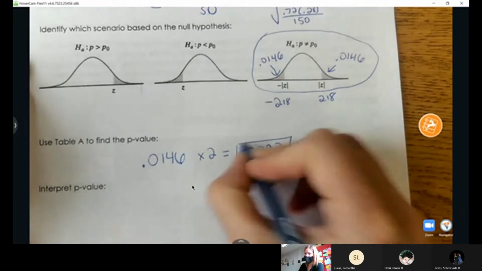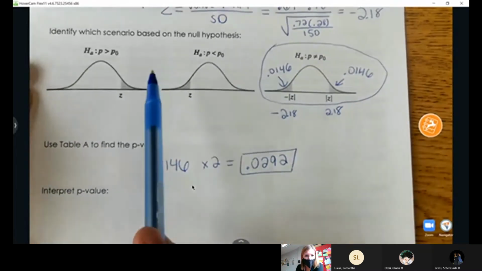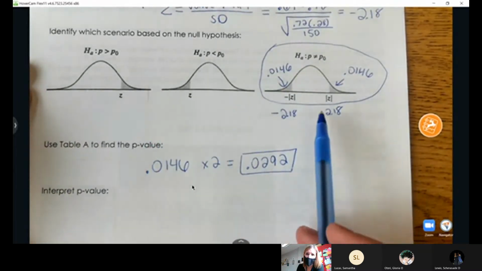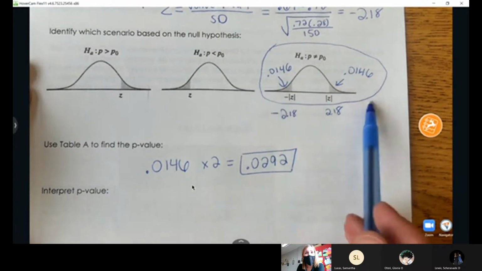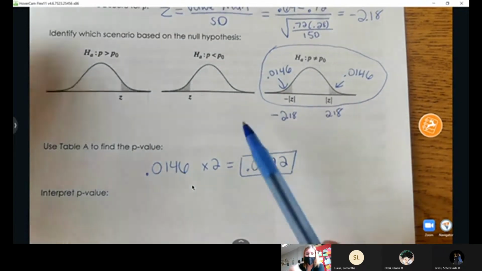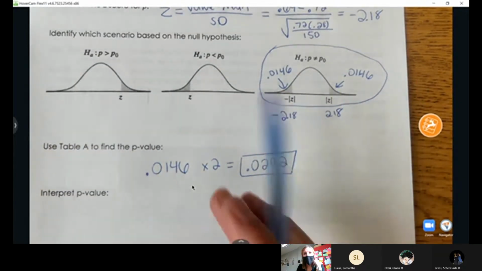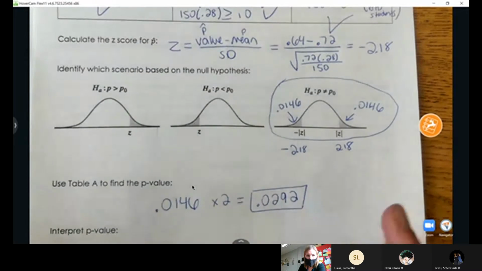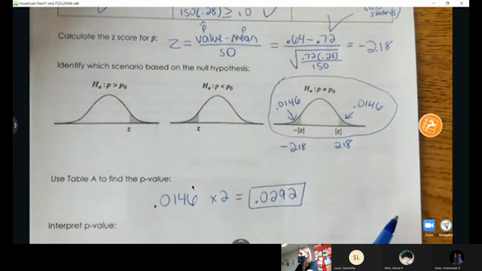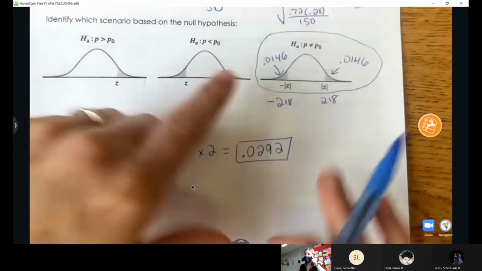0.0292. And that's your p-value. If it were a one-sided test, we wouldn't need to multiply it by two. Since it's a two-sided test, we do. So that's the part that everybody gets messed up on. Your p-value calculation depends a lot on whether it's one-sided or two-sided. So since we're two-sided, we multiply by two and we got our p-value.